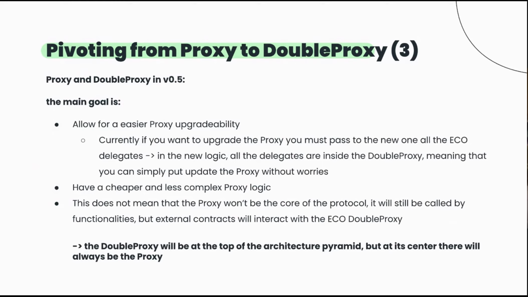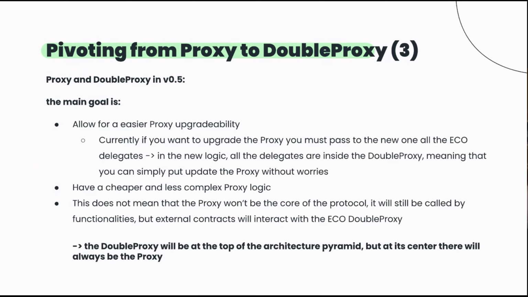In fact, now if you want to upgrade the proxy contract, you must pass to the new one all the ECO delegates. In the new logic, all the delegates are inside the double proxy, meaning that you can simply update the proxy without worries. And this helps us because the double proxy has a cheaper and less complex logic compared with the proxy. There are fewer reasons to update a double proxy rather than the proxy.